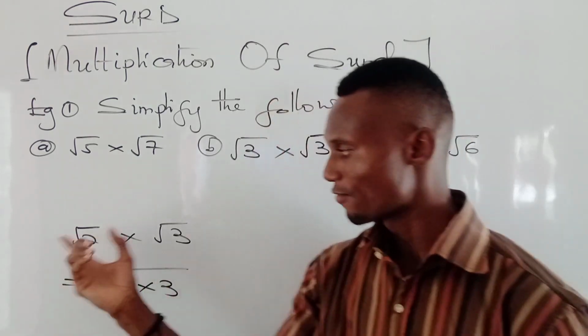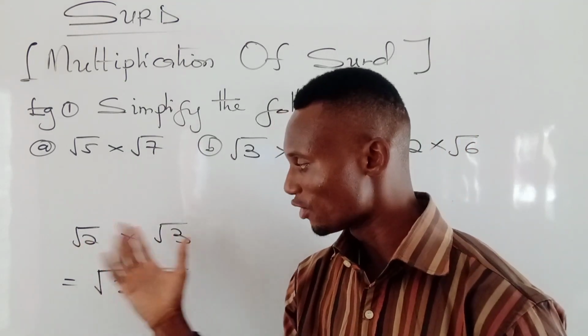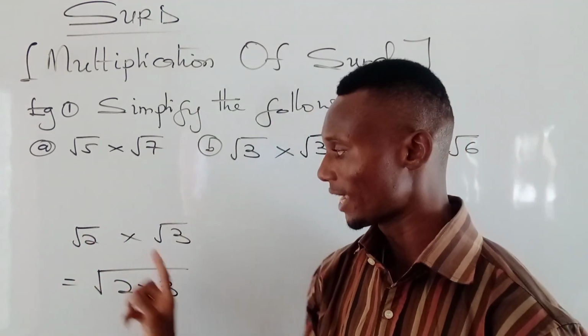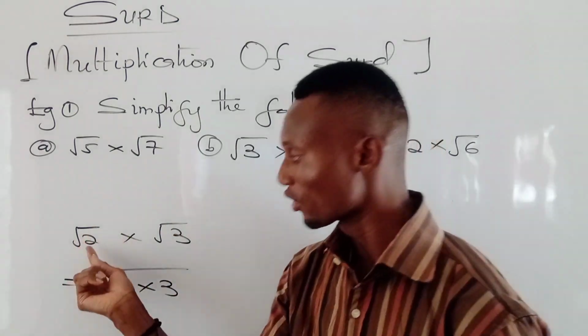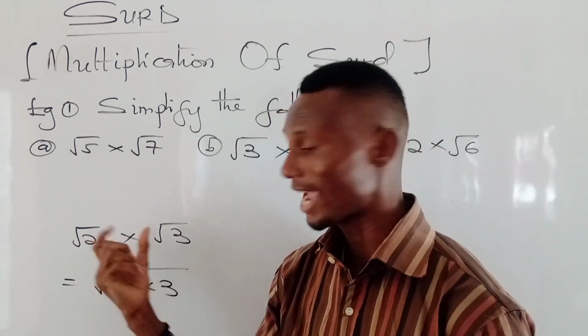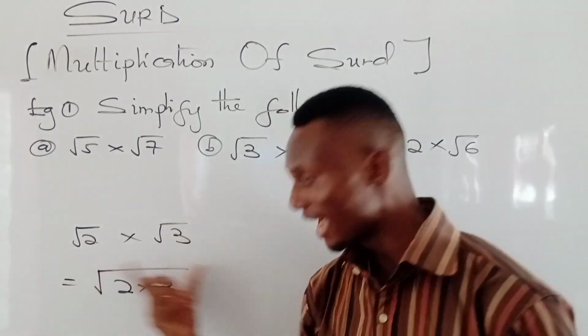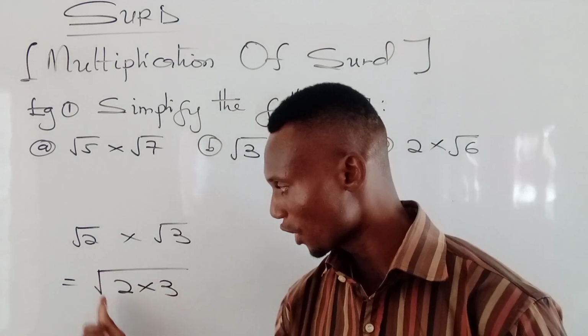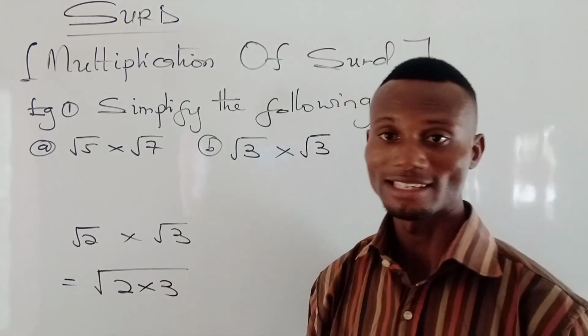So now for us to simplify this one, all that you need to do is bring the values under one square root sign. I have square root of 2 times square root of 3. Both of them have square root sign, and they are multiplying. So what you do is bring the values under one square root sign. You write your square root, then this 2 comes here times the 3 which you have here. That's how you handle it.